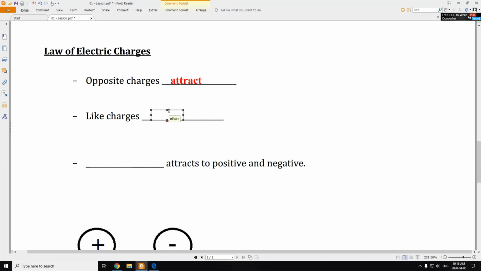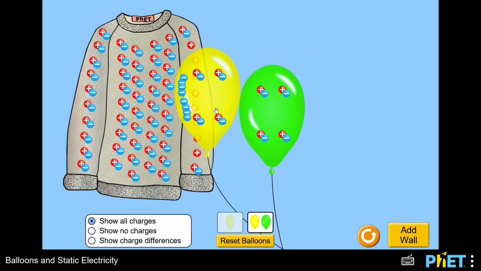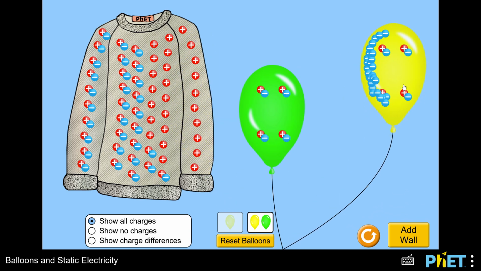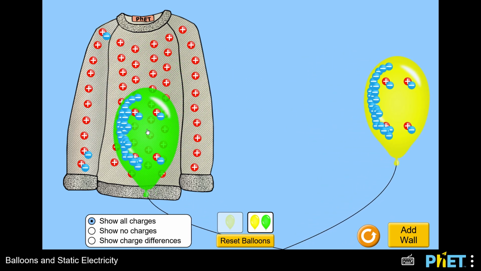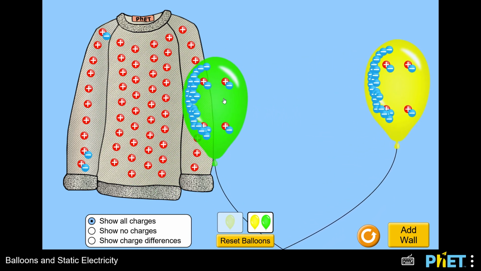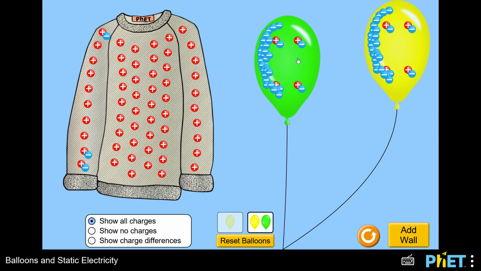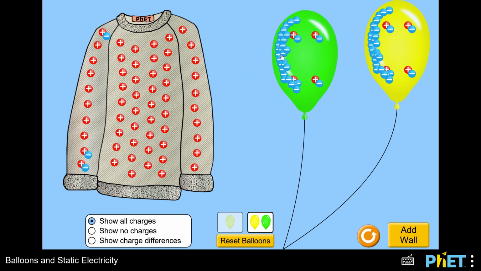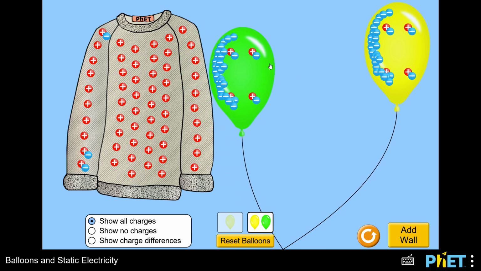If you have like charges, let's go back here. Let's say we created two different balloons. I can reset this with two balloons. I rub it on here and make one balloon negative, and then I make the other balloon negative. You'll notice that these two negative balloons are now pushing each other away. So we say that like charges, the same charges, will repel. They'll push each other away. One balloon's pushing that one quite quickly when I release it here. It's also getting attracted to the sweater.